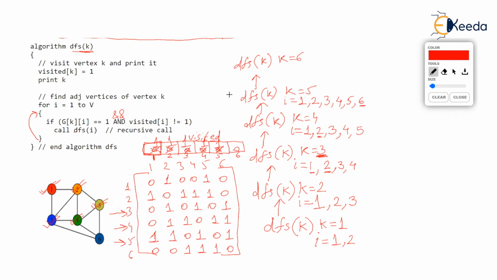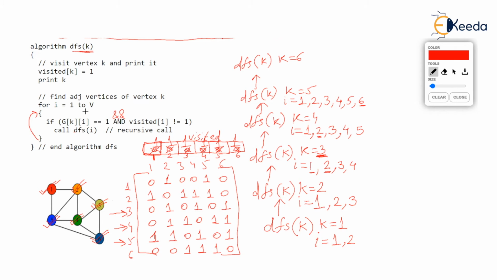Okay, so k equal to 6 now. What will you do? First two lines in the algorithm. You will print 6 and you will mark the sixth vertex of visited as 1. Visited[k] is made 1. So the sixth vertex is being ticked. Now let's see what the adjacent vertices of k being 6 are. So start a loop where I goes from 1 to 6.